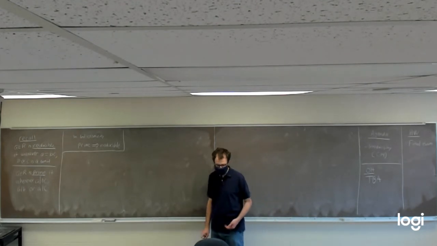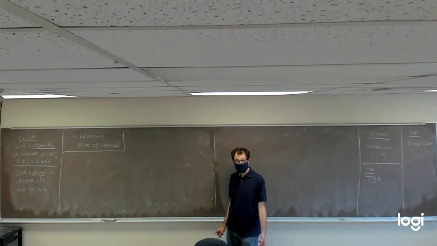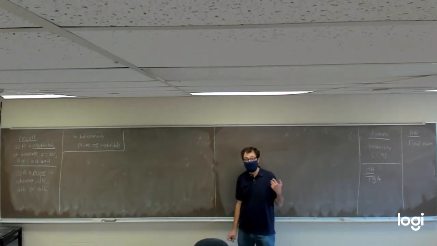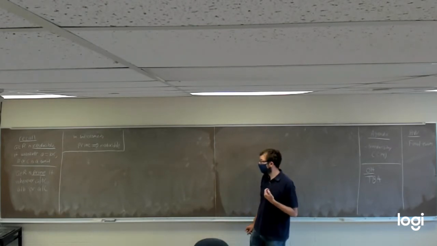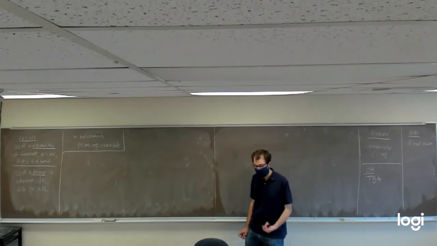But in any case, we proved last time that anytime you're working over an integral domain, all prime elements have to be irreducible. And the question I want to start things off with today is, does the same hold true in reverse? In an integral domain, do irreducible elements have to be prime?